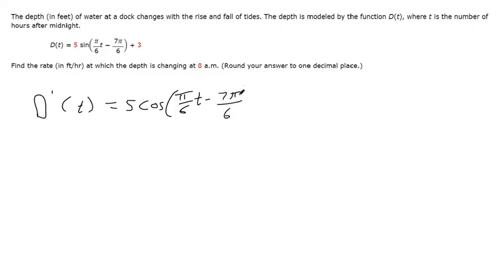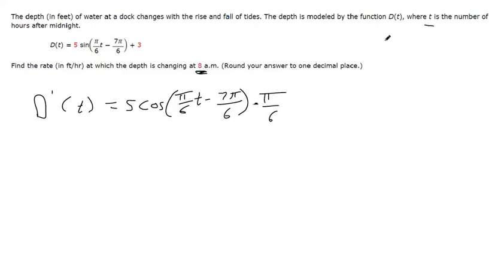And then the derivative of that constant 3 is nothing. But then we need to multiply by the derivative of the innermost function. So the derivative of this term in here is pi over 6 with respect to t. And that's our derivative, and they want to know the time at 8 a.m.